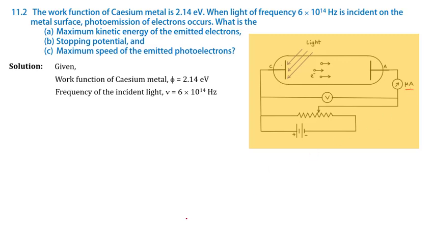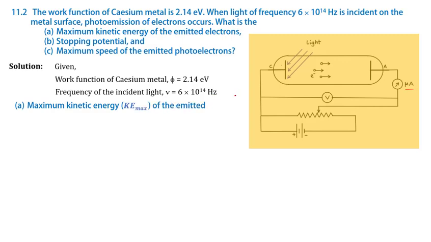Now, as given in the question, the work function of cesium metal, let it be represented by phi, is 2.14 electron volts, and the frequency of the incident light, represented by nu, is given as 6 into 10 to the power 14 Hertz. The first part of the question is to find the maximum kinetic energy of the emitted electrons.